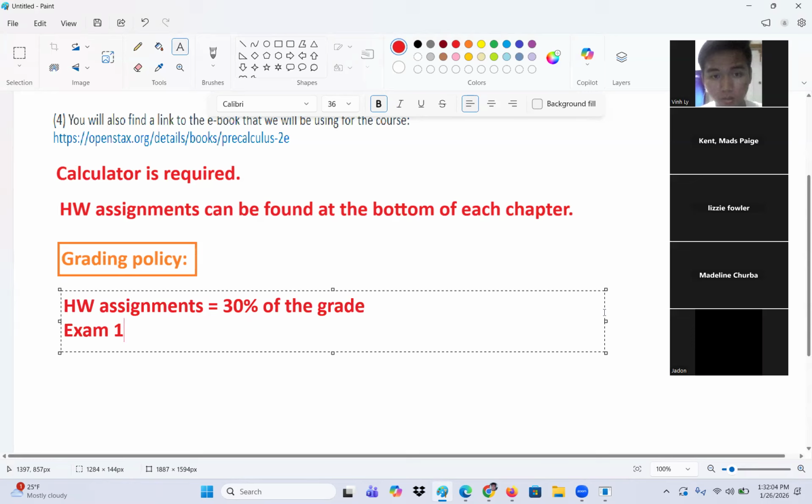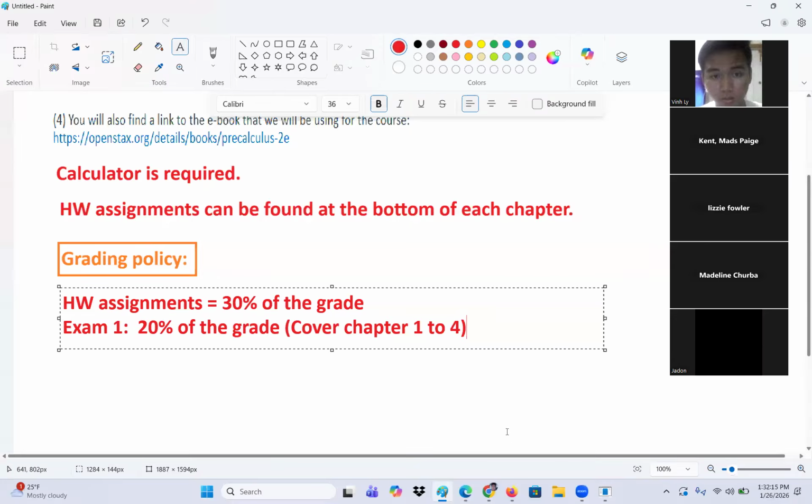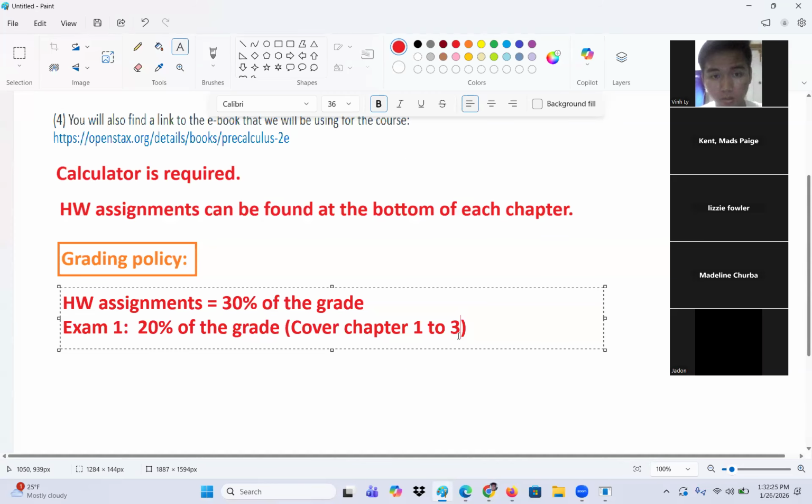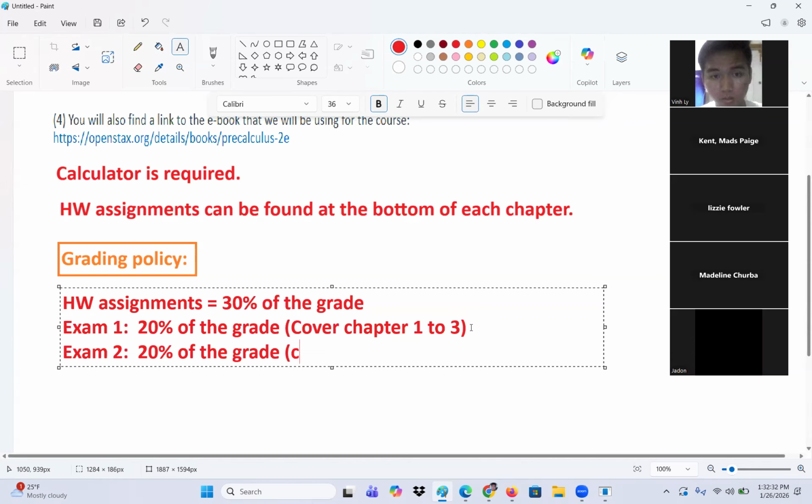Exam 1 is going to be 20% of the grade. It covers chapters 1 to 4. I would say 1 to 3 actually, since 1 to 4 is a little too much. Exam 2 is going to be 20% of the grade, and it's going to cover chapters 4 to 6.